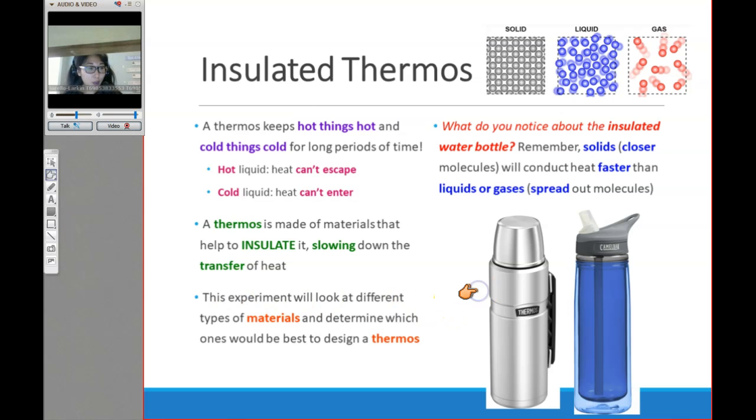Yes. Now, why would you put those things in there? Tell me in the chat box. Why would you put those things in there? What's the point of a thermos?